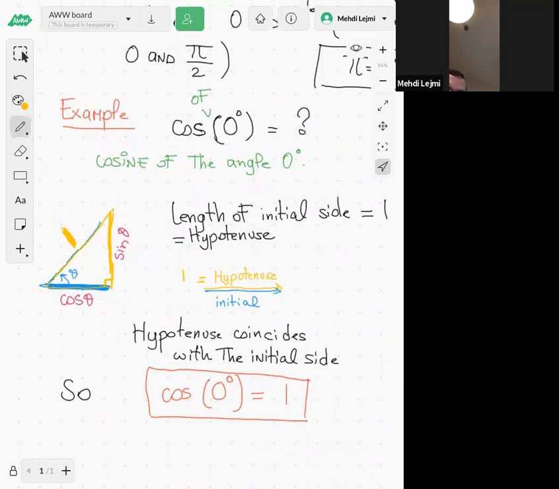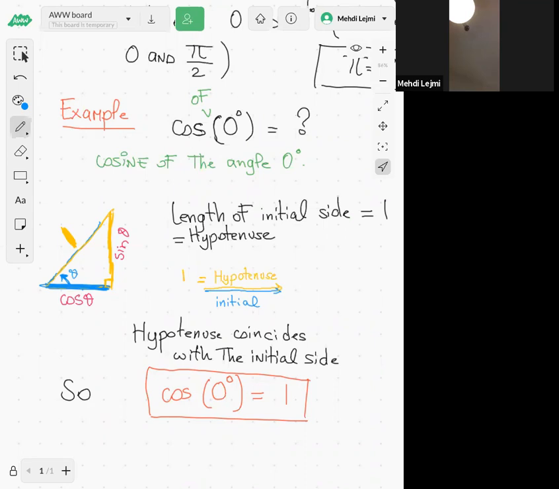In the right triangle, the hypotenuse is supposed to be equal to 1, all right? And then you have your angle theta, this angle here. And so the cosine of this angle theta is the length of the adjacent side, and the sine of theta is the length of the opposite side. Does this make sense to you guys?